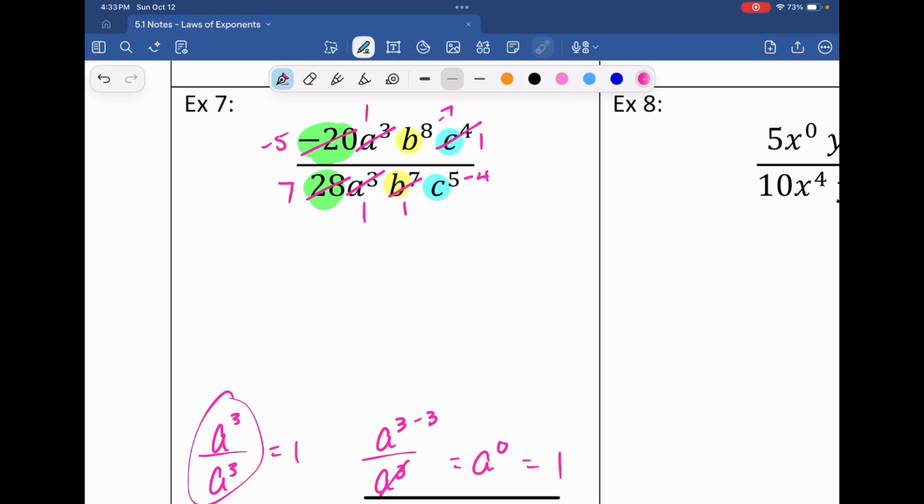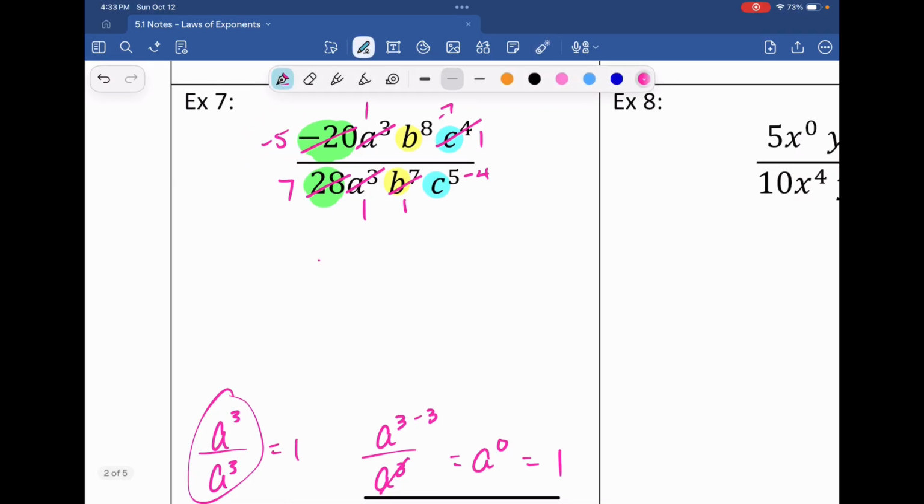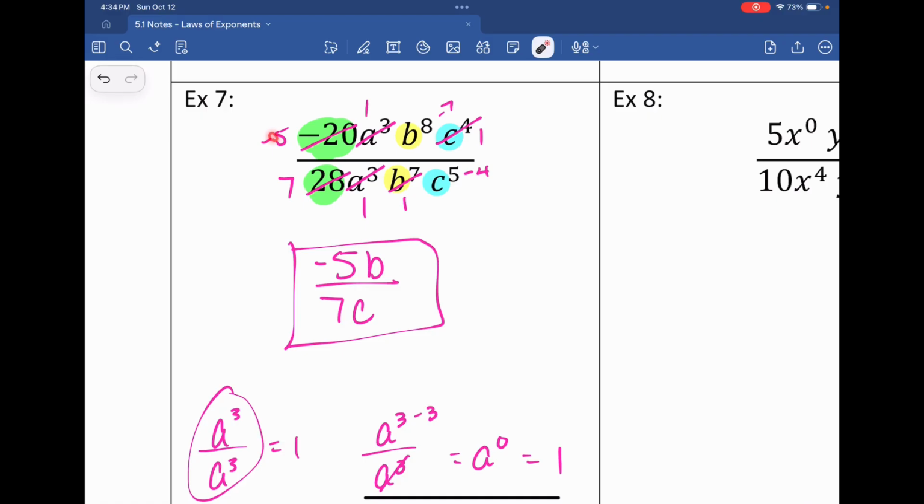All right, so we kind of have to navigate what I still have left. From the negative 20, that became negative 5, divided by 4. We cancel the a's, put a 1 in its place. b to the 8th became b. And c has a 1 in its place, so I don't need it. Across the denominator, I've got 7. And then a we canceled. b we canceled because it went to the numerator. Then we have c to the 5 minus 4, which is 1. Okay, this is all multiplication, which is why you don't see the 1s anymore, because it's negative 5 times 1 times b times 1, which is negative 5b.